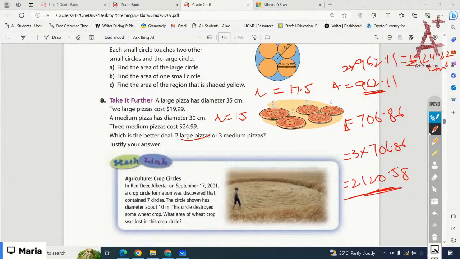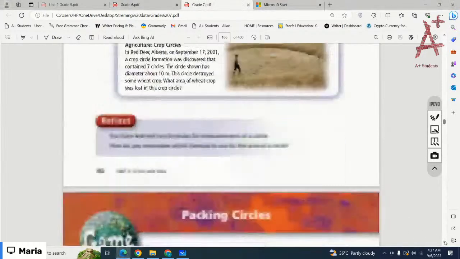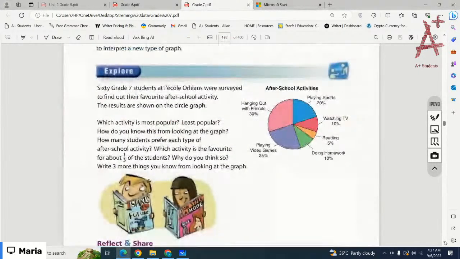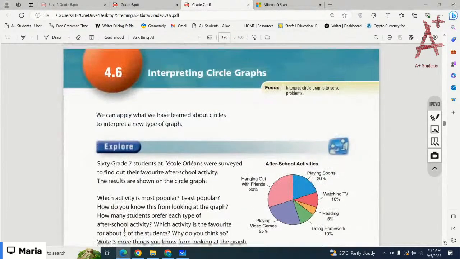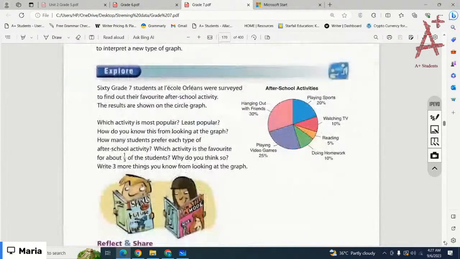So okay, we are done with the chapter and I think we are done with the lesson, that is area of circles. Now we're going to start the next lesson from the same chapter, and the lesson is interpreting circle graphs. We learn how we work on circle graphs, right?